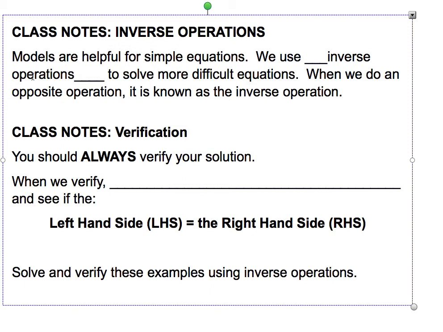So the inverse operations: if you add, the inverse of adding is subtracting. If you're multiplying, then the inverse is dividing. We learned the inverse of square root, which was square, and the inverse of square is square root.